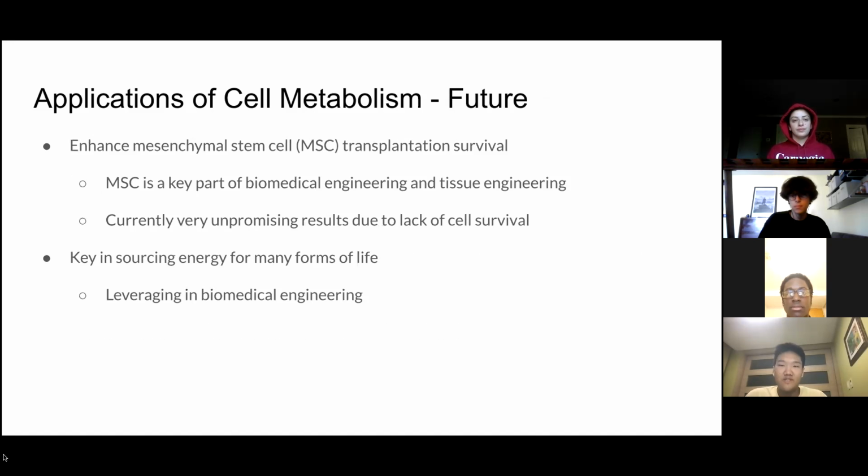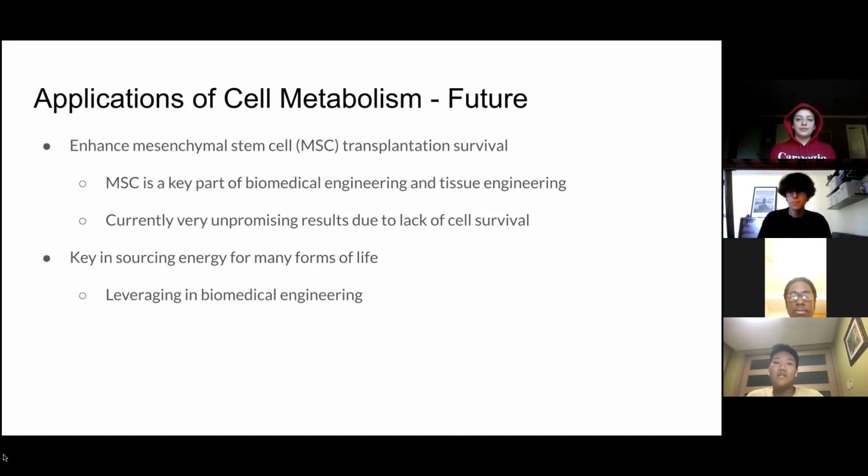Another application of cell metabolism is the future of science, biology, and biological engineering. Cell metabolism can enhance mesenchymal stem cells, also known as MSC, not to be confused with Mellon College of Science, and more specifically, their transplantation survival. MSC is a key part of biomedical engineering and tissue engineering, and they're researching it quite a bit, but one of the biggest issues with it right now is that it has very unpromising results due to its lack of survival at the transplantation stage, and more importantly, because of a lack of energy.